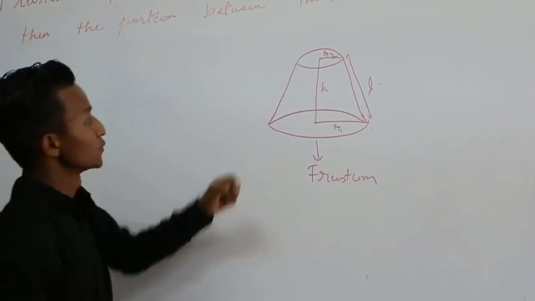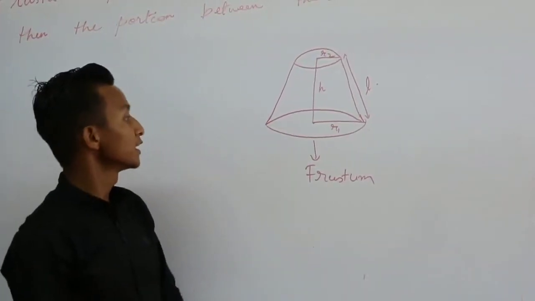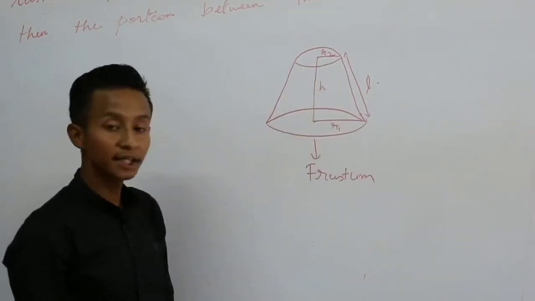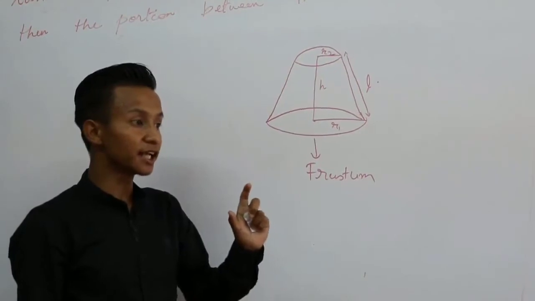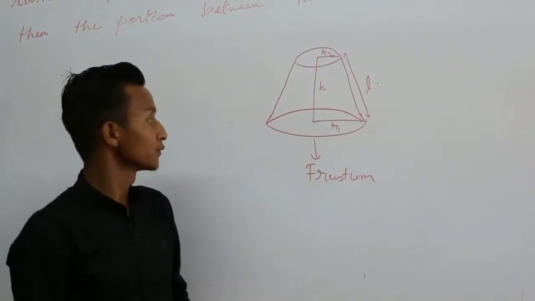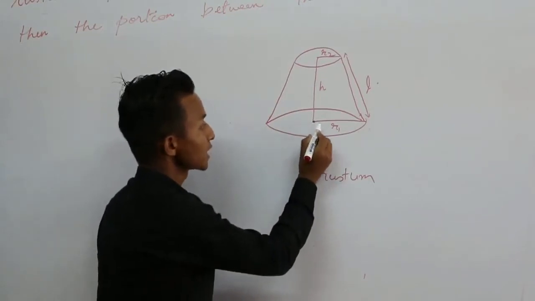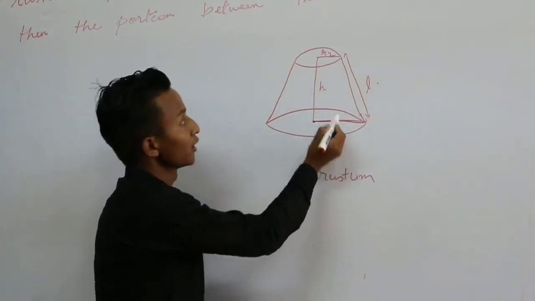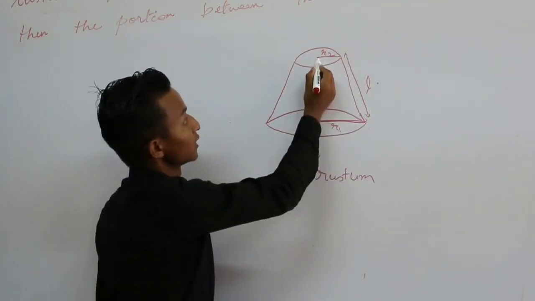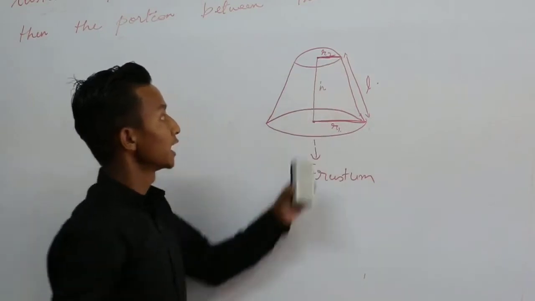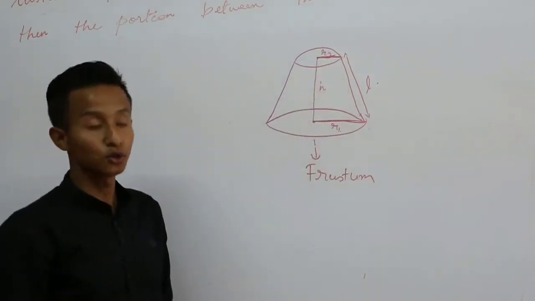So this is a frustum. As you can see, in this frustum there are two circular bases, right? In every circular base there is a radius. So I name this radius R1, and the radius of the other base I name R2.